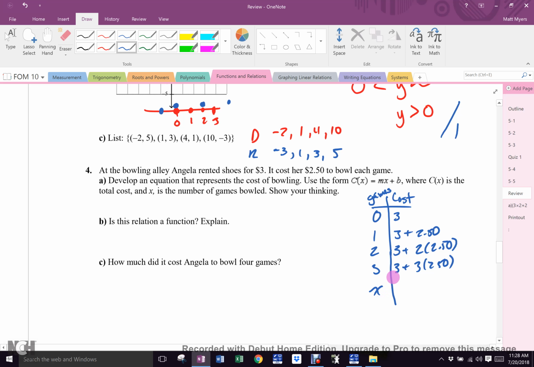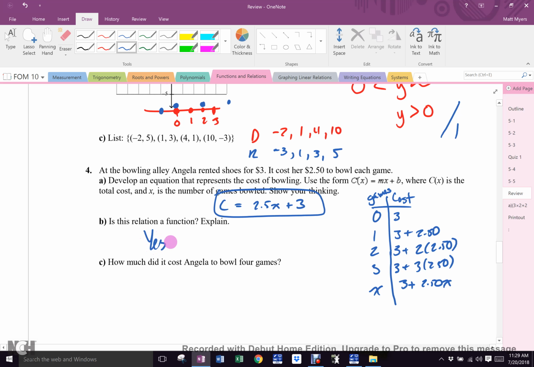So what about X games? Do I pay the $3? Plus what? 2.50 times X. So what's the equation? Cost equals 2.5x plus 3 to get 1 mark. Is it a function? You get 1 mark for yes or no. Is that a function? Yes.